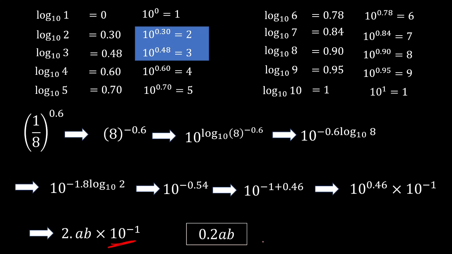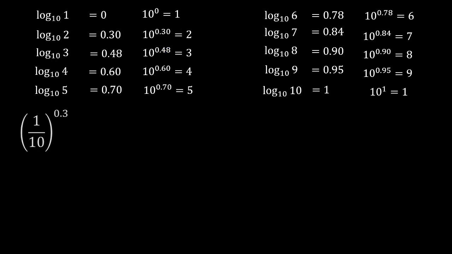So let's check what the calculator says. And the calculator says that this is 0.28717, and we are close, 0.2. And we know that this A would have been much greater than 5. So this is 0.28. Okay, let's try another one.